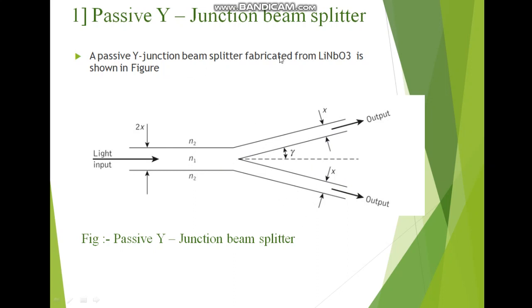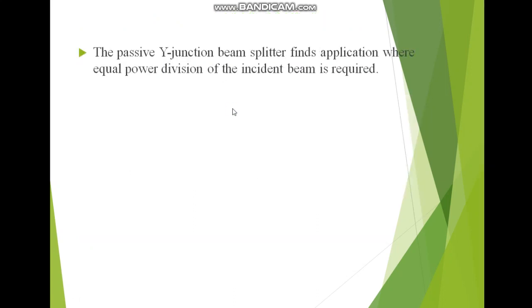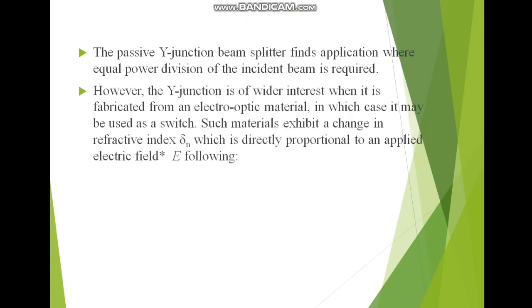A passive Y-junction beam splitter is shown in the figure. It finds application where equal power division of the incident beam is required. However, the Y-junction is of wider interest when it is fabricated from an electro-optic material, in which case it may be used as a switch. So when it is fabricated using electro-optic material, then we can use it as a switch.